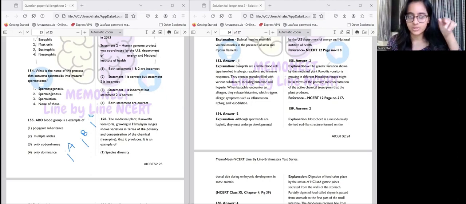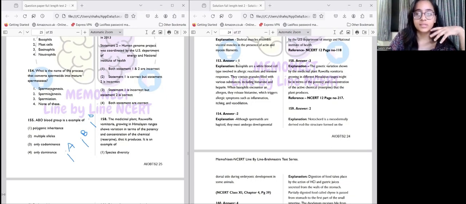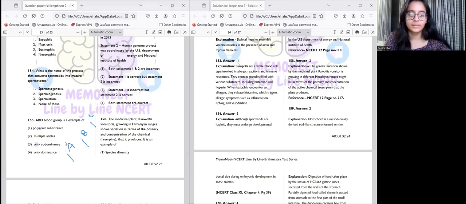So that is why all three options are correct. That is multiple alleles, codominance, and dominance. But now, what's the question? The twist in this question is that here they mention only codominance. Does it show only codominance? No, because it's also showing multiple allelism and dominance, right? Does it show only dominance? No, because it's also showing multiple allelism and codominance.